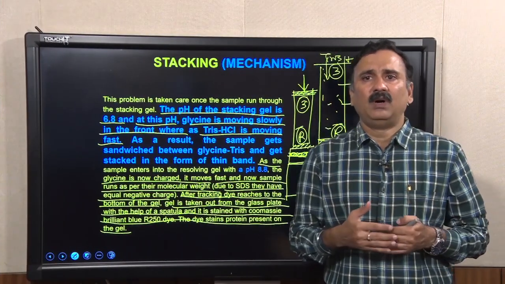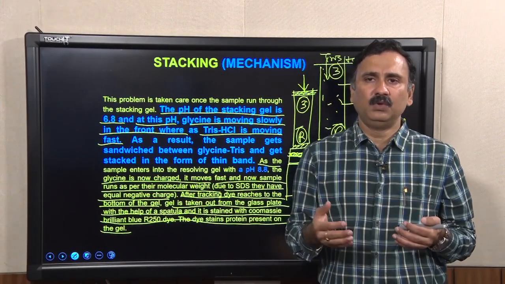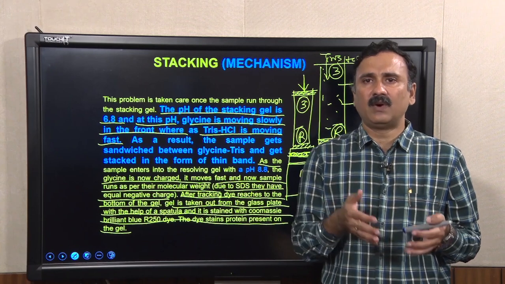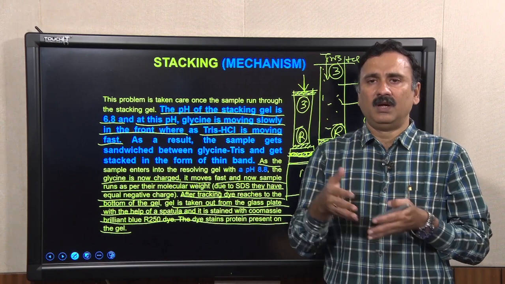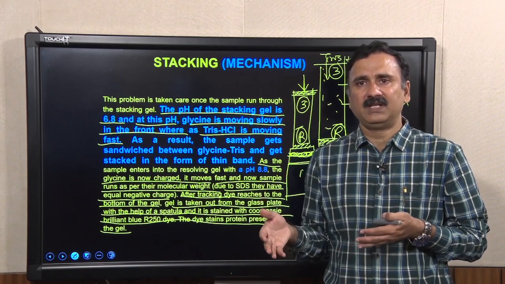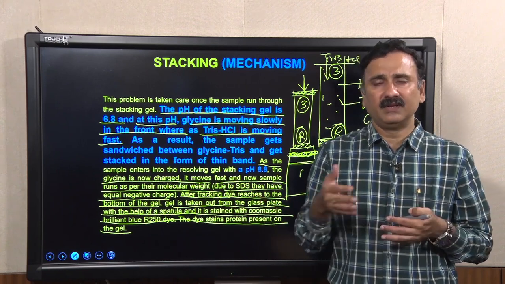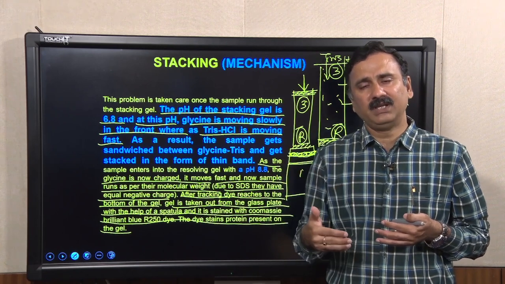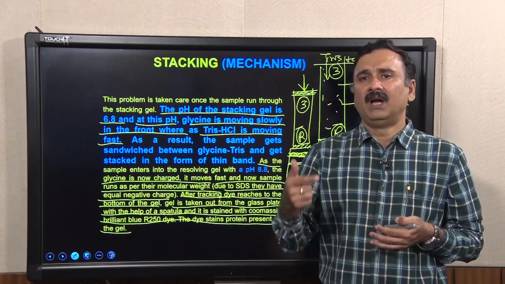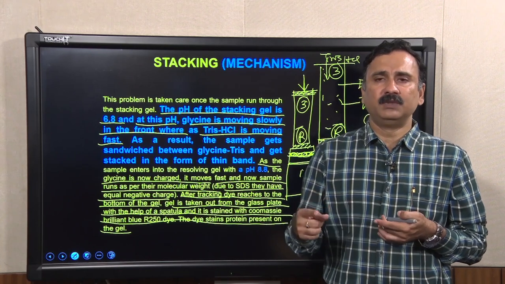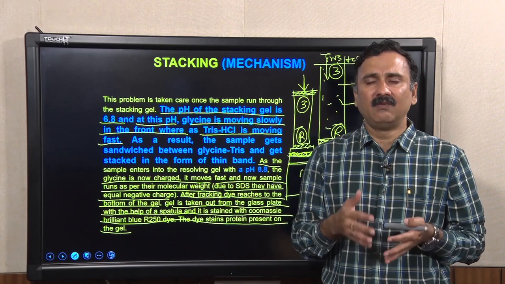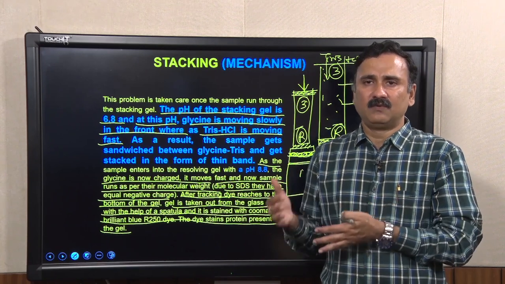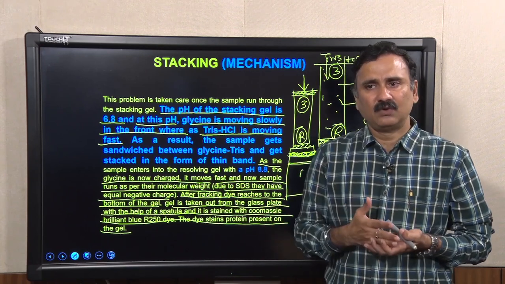So with this demo, we have shown you the different steps required to prepare the acrylamide solutions, and then how to pour, how to prepare the resolving gel and the stacking gel, how to load the samples, and then how to perform the electrophoresis, and then ultimately we have also shown how to do the staining and destaining. I hope that this demo video could be helpful to understand the vertical gel electrophoresis.